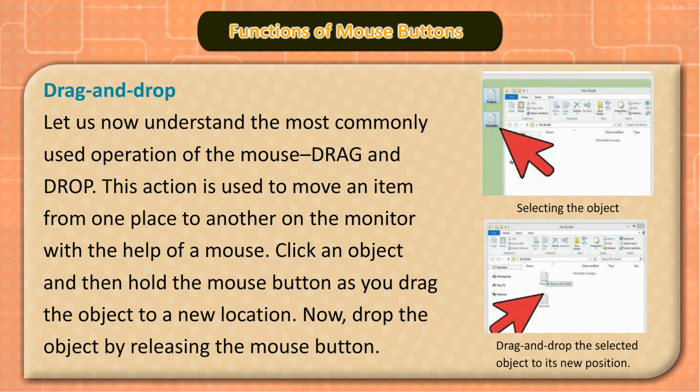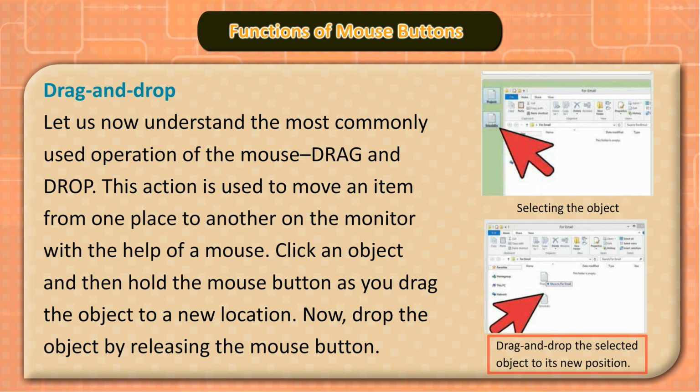Drag and drop. Let us now understand the most commonly used operation of the mouse: drag and drop. This action is used to move an item from one place to another on the monitor with the help of a mouse. Click an object and then hold the mouse button as you drag the object to a new location. Now, drop the object by releasing the mouse button.